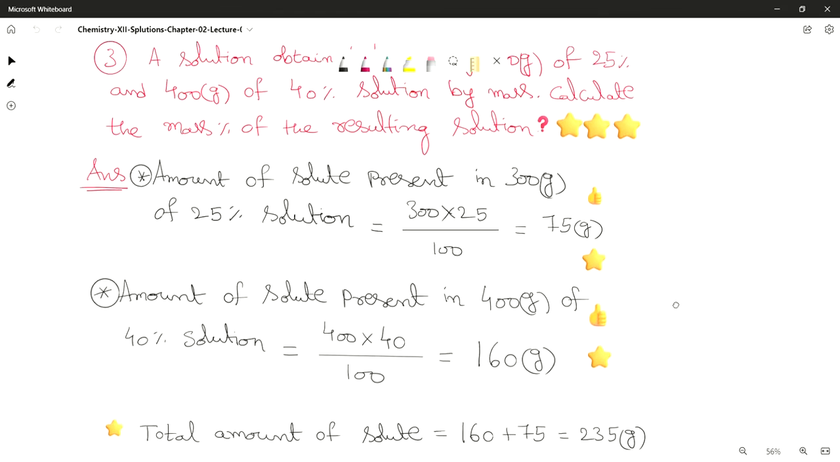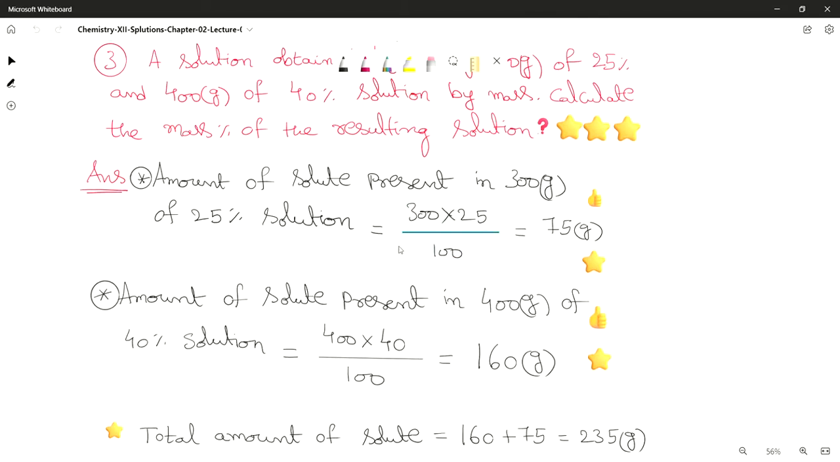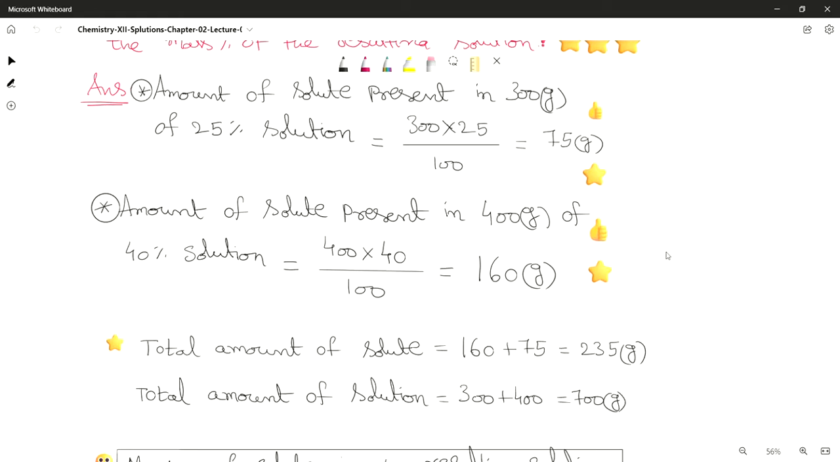How do we arrive at this? You know that the mass percentage is given by the weight of the solute divided by total mass, multiplied by 100. From that you have to calculate the weight of the solute which is present. So the 100 comes down, and then the 300 is the total mass of the solution. That multiplies this 25. That's the idea here, and that works out to be 75 grams. I hope you understood what I said. Okay, let me write it.